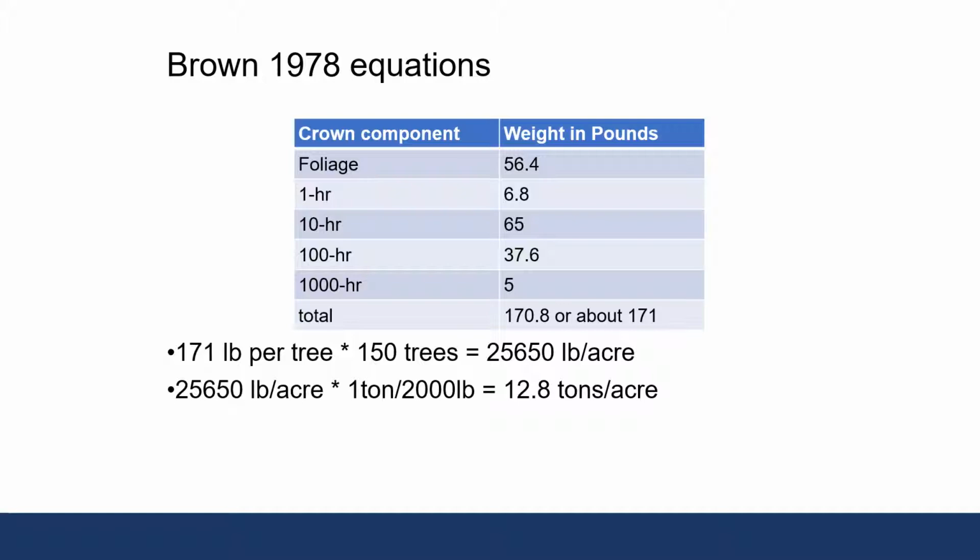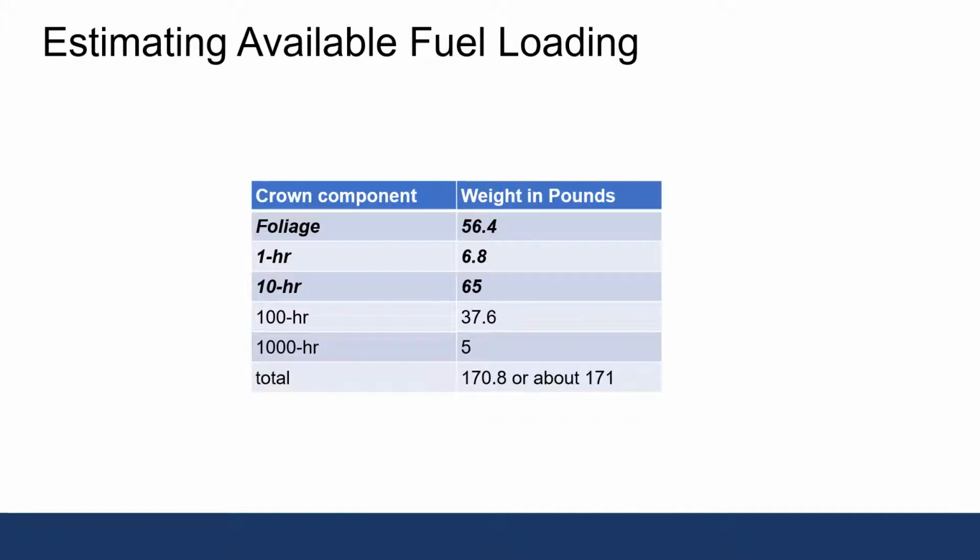Now let's assume that we know there are 150 ponderosa pine trees with a diameter of 10 inches per acre. Convert this estimate into tons per acre by dividing by 2,000, as this is the typical units for stand level data. And when we do this calculation, we get 12.8 tons per acre of canopy fuels. Remember that the available canopy fuels is the part of the canopy that can burn in the flaming front, typically the foliage, which is 1-hour fuels, and some of the 10-hour fuels.